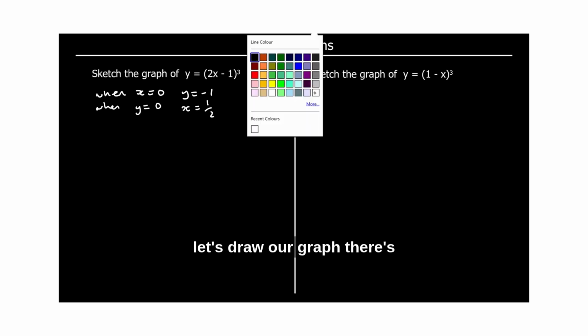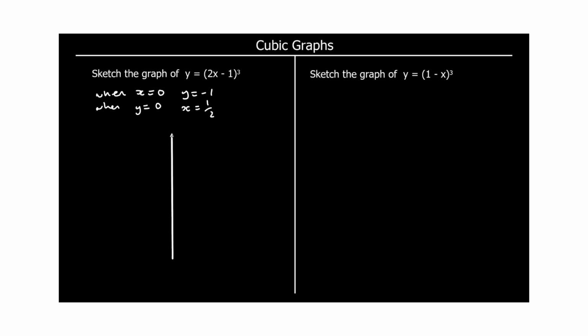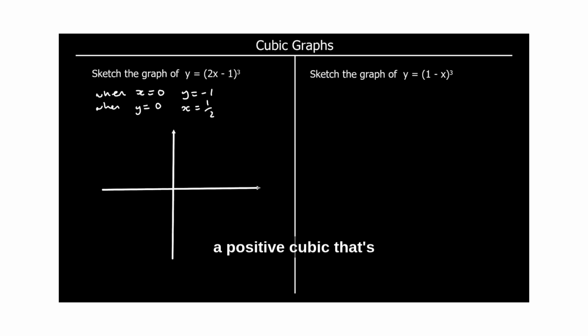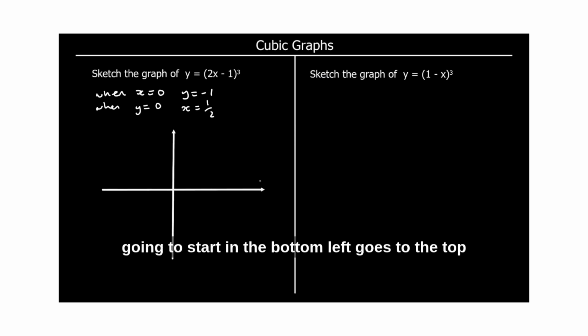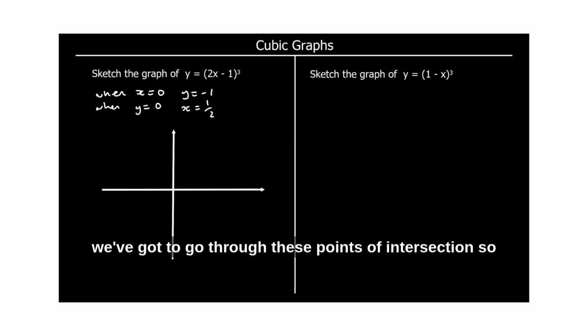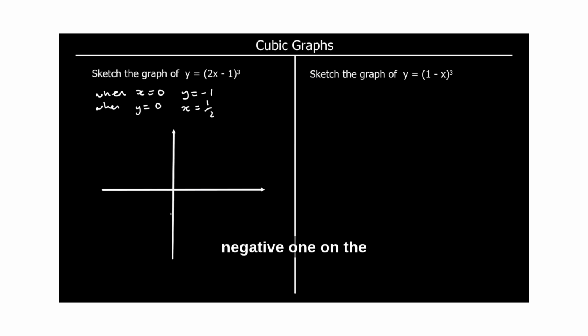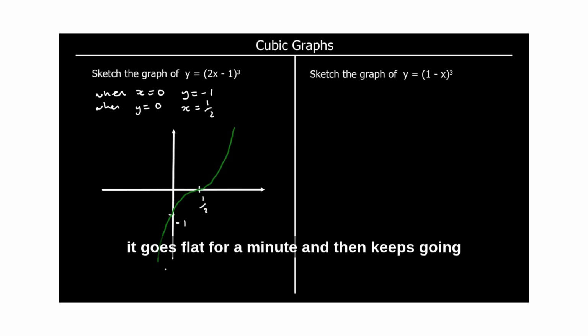So let's draw our graph. So it's a positive cubic. So it's going to start in the bottom left, goes to the top right. And we've got to go through these points of intersection. So negative 1 on the y-axis and 1/2 on the x-axis. So how can we only go through the point once? So it goes up to the point, and then it keeps going up. So it goes flat for a minute and then keeps going in the same direction.